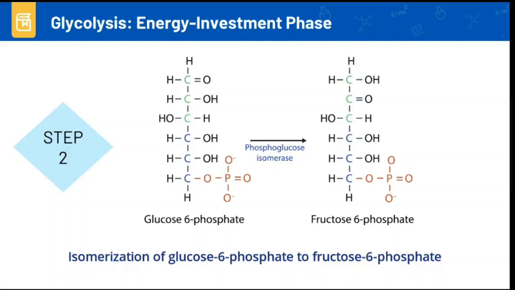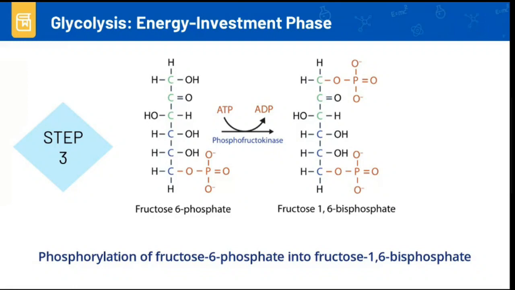Pag sinabi mo kasing isomers, pareho sila ng chemical formula, pero ang pinagkaibahan nila is yung structure ninyo. Like for example, in this one. Makikita naman ninyo. Ano yung highlighter nito? Ito. This one, pareho lang sila ng chemical formula, pero sa isang part na to, magkaiba sila ng structure. Okay? So, ito yung tinatawag nating isomer.